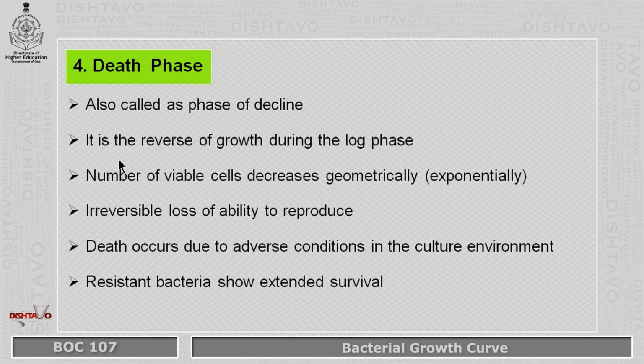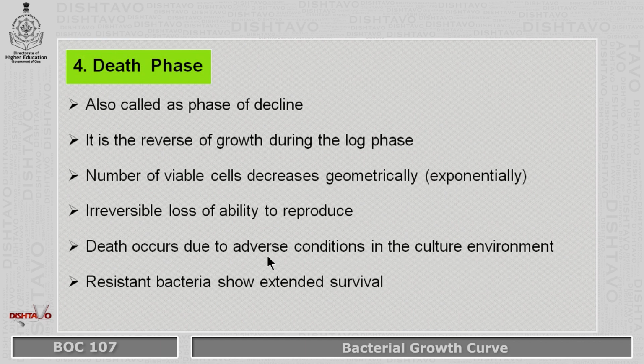The next phase is the death phase. This is also called the phase of decline. It is the reverse of growth during the log phase. The number of viable cells decreases geometrically or exponentially in this phase, and there is irreversible loss of ability to reproduce.